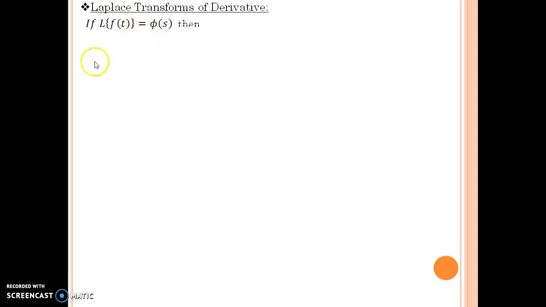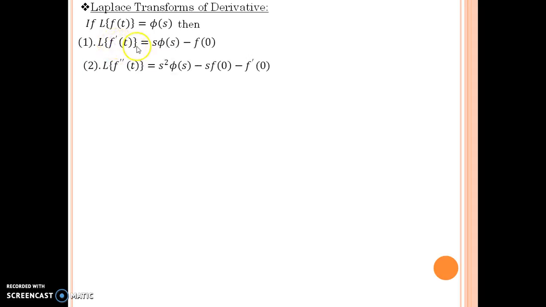Today I will be guiding you with Laplace transforms of derivative of a function. So let us see what it is. We are aware that Laplace of f of t is phi of s. Then Laplace of f dash of t is nothing but s times phi of s minus f of 0. As well, Laplace of f double dash of t is equal to s square times phi of s minus s times f of 0 minus f dash of 0.